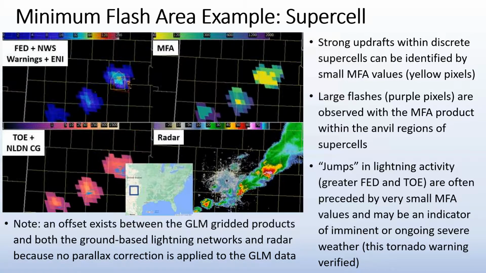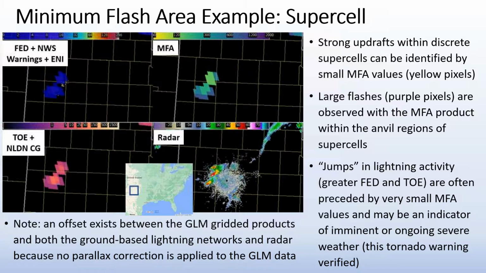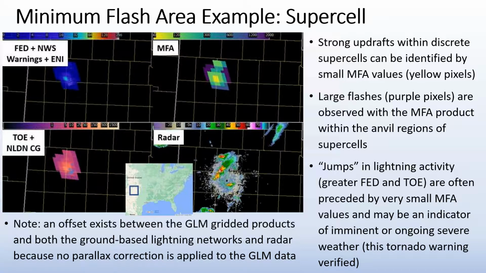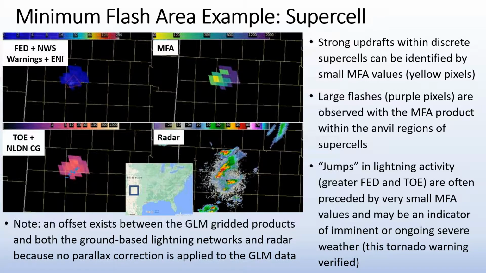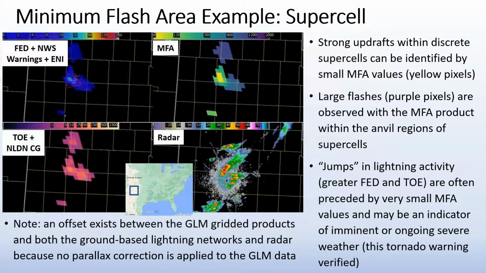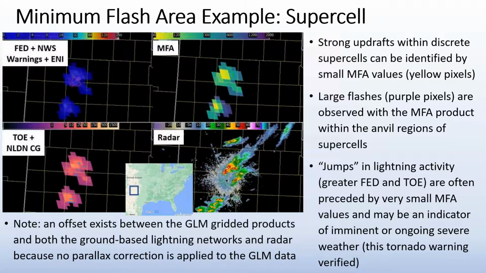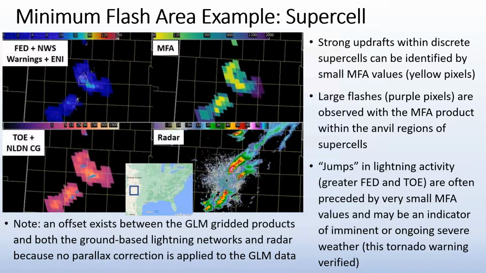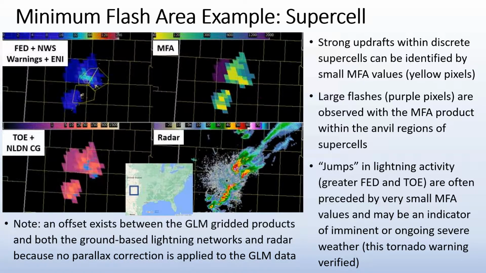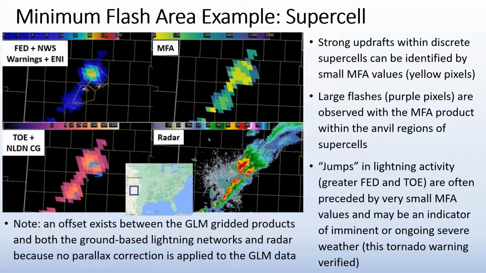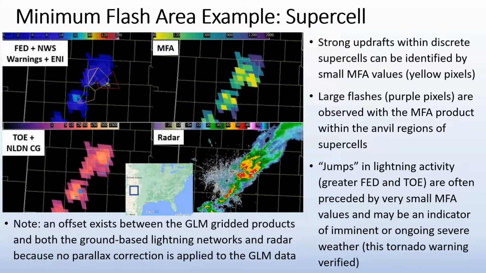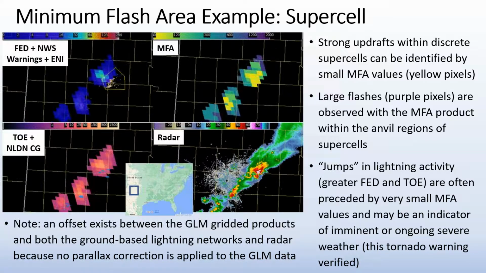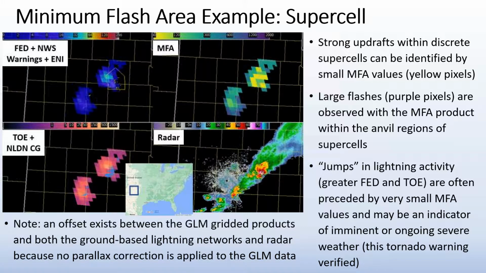But now diving into our actual example here, the gold MFA values highlight our strong updrafts within our discrete convection or discrete supercells. In addition, we also see that in the anvil region of these storms, we have larger flashes represented by the purple pixels. We can see purple pixels surrounding our stronger convective updrafts, where the smaller MFA values are.